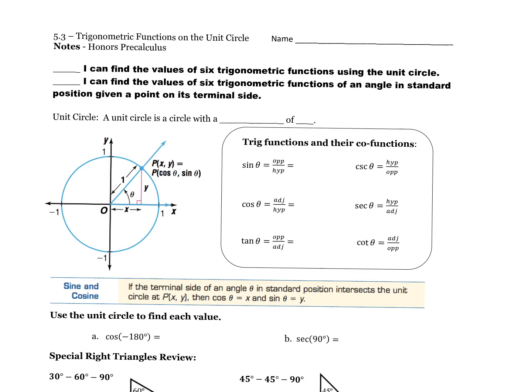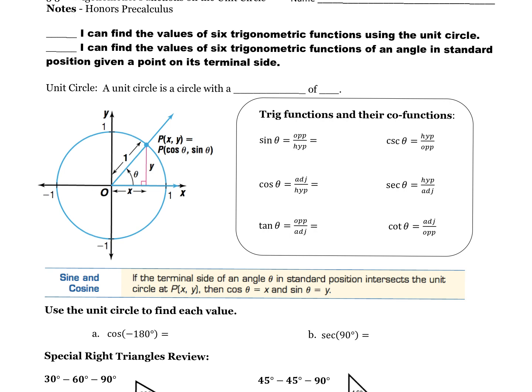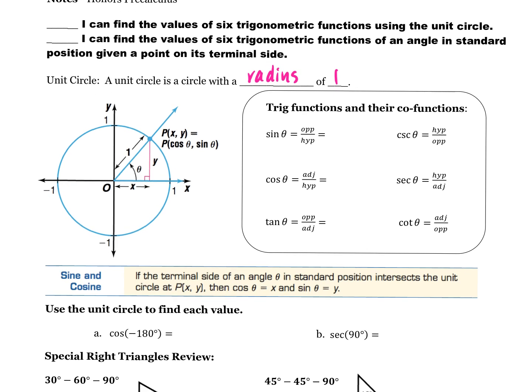Guys, we are talking about the unit circle starting today. Okay, you guys, a unit circle always has a radius of what length? 1. It does have a radius of 1. Okay, we always have a radius of 1 all day, every day.